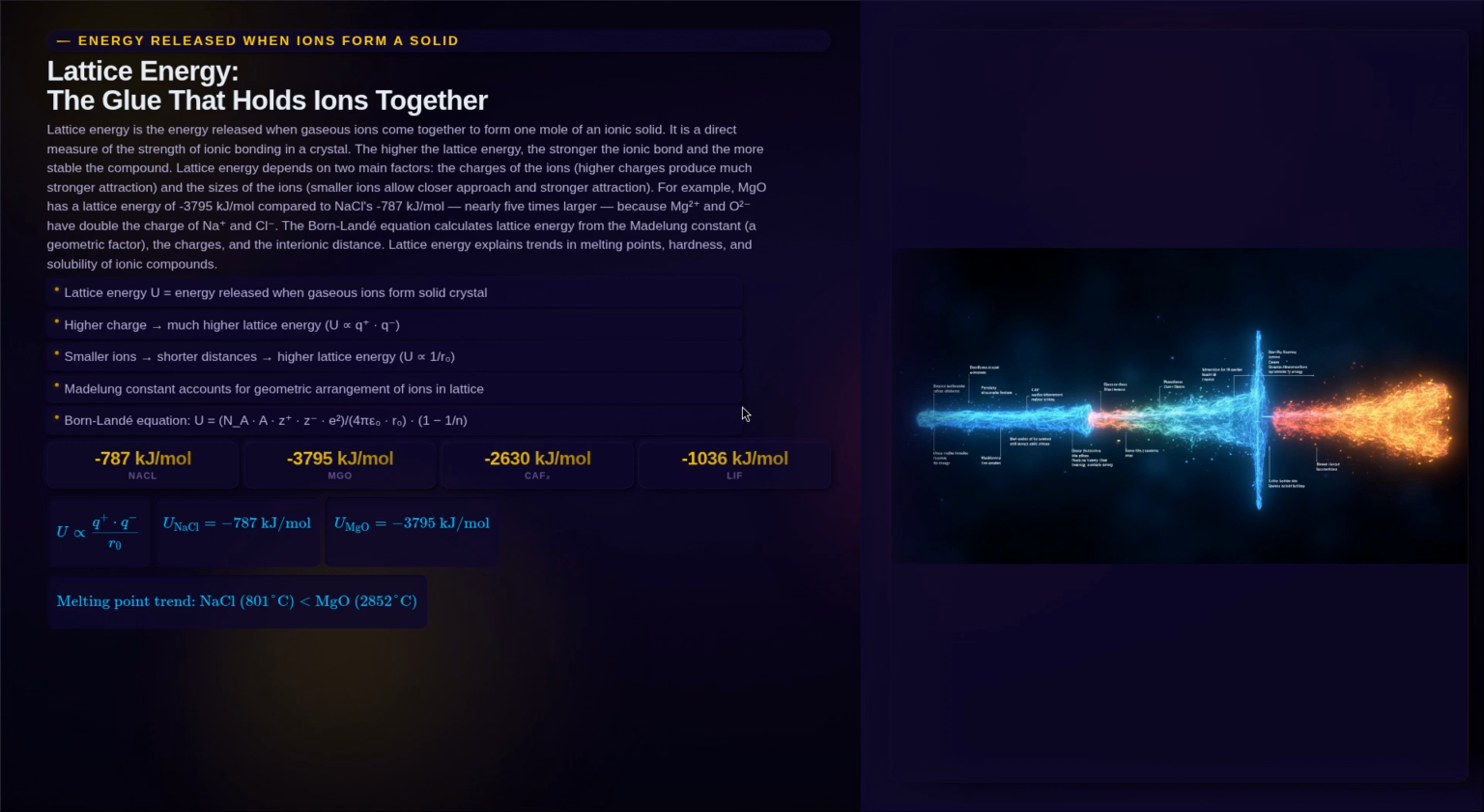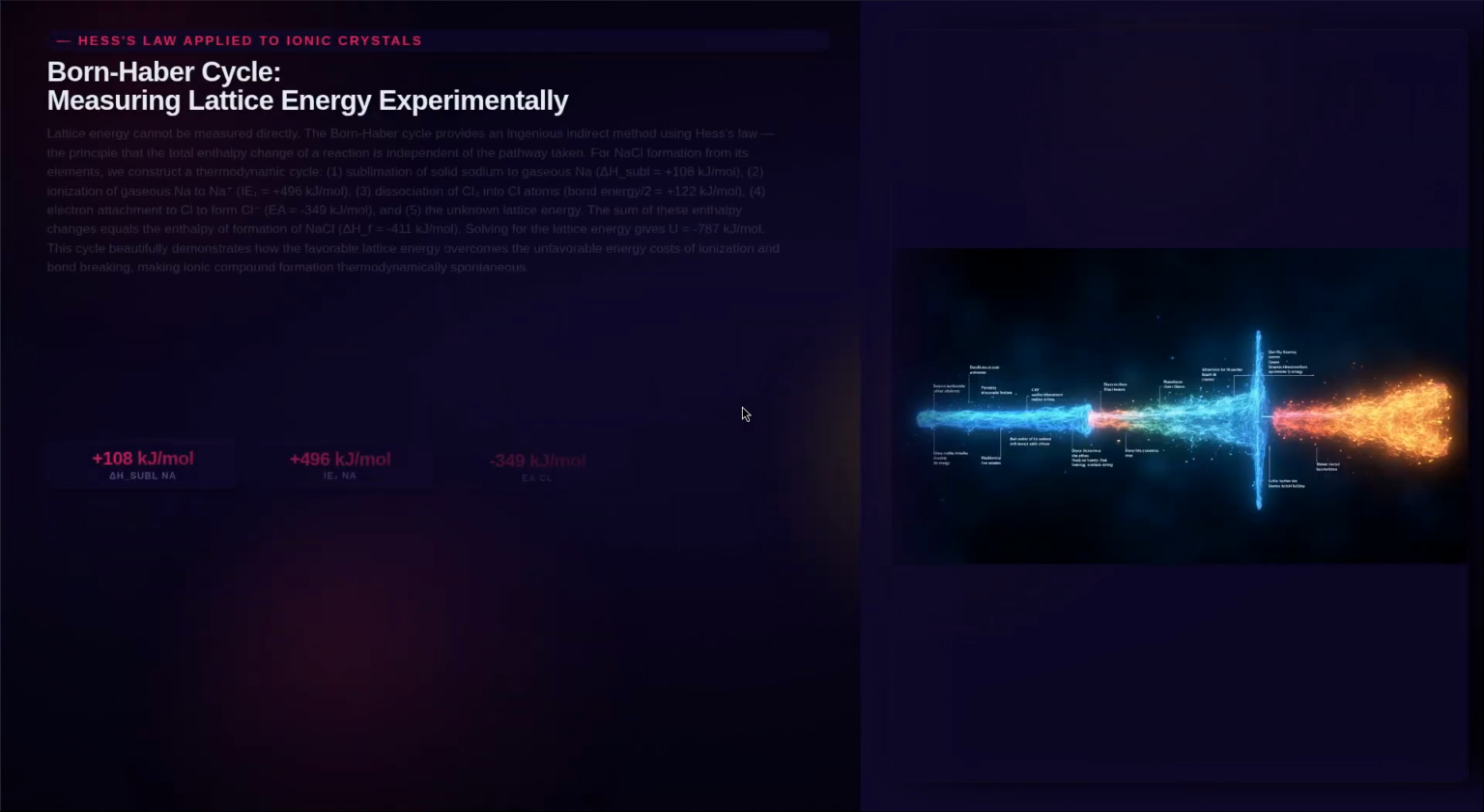Lattice energy depends on 2 main factors. First, the charges of the ions. Higher charges produce much stronger attraction. Second, the sizes of the ions. Smaller ions allow closer approach and stronger attraction. For example, magnesium oxide has a lattice energy of minus 3,795 kilojoules per mole compared to sodium chloride's minus 787. That is nearly 5 times larger because magnesium 2+ and oxygen 2- have double the charge of sodium plus and chloride minus. Lattice energy explains trends in melting points, hardness, and solubility.